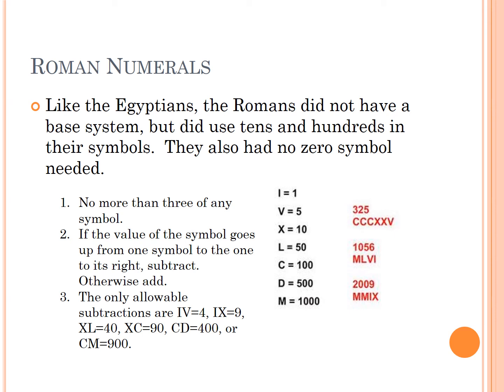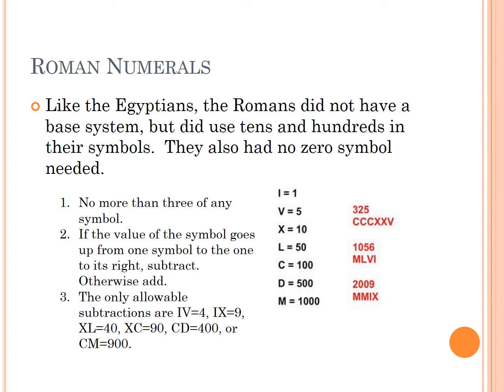The Egyptians also did not have a base system, but they did use tens and hundreds in their symbols. And notice that the Egyptians didn't need a 0, and neither did the Romans, because they didn't have to hold places with zeros. So there are certain rules for Roman numerals. You're not allowed to use more than 3 of any symbol in a row. And really, you could only use certain ones for that, like the ones like 1 and 10 and 100 and thousands. If the value of the symbol went up from one symbol to the one on its right, you subtract.